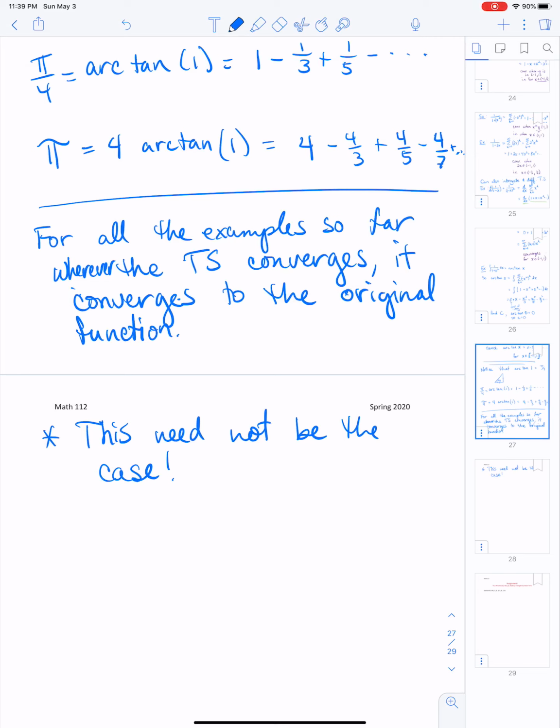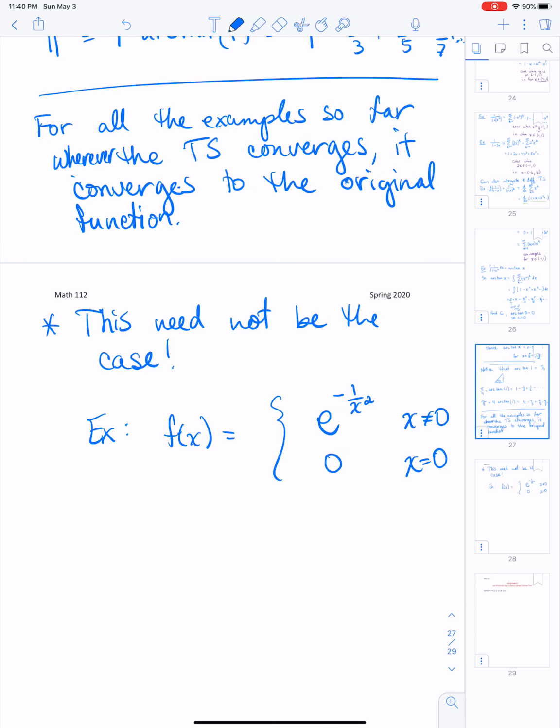So we're going to look at the example that is the piecewise defined function. Okay, and it will be e to the -1 over x squared. And this will be if x is not equal to 0, and we'll define it to be 0 for x equal to 0. And it turns out that the Taylor series for this function centered at 0 is just the 0 series.